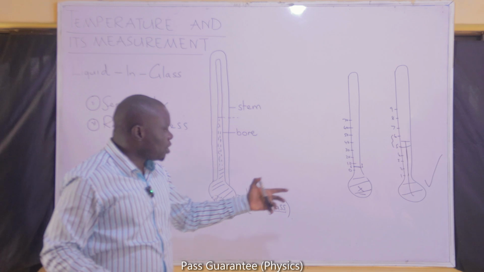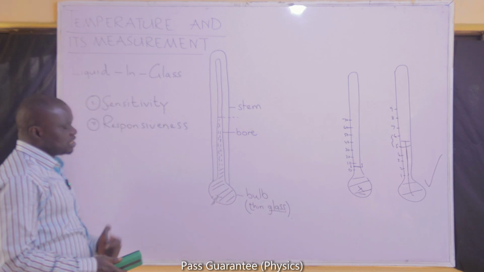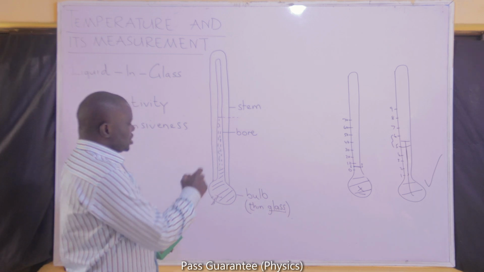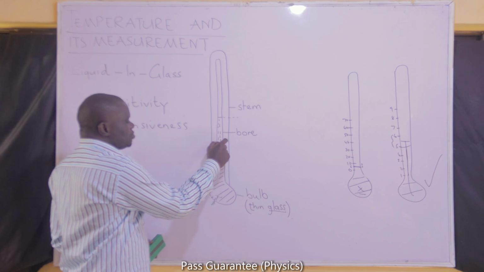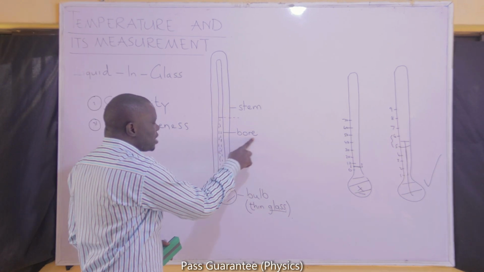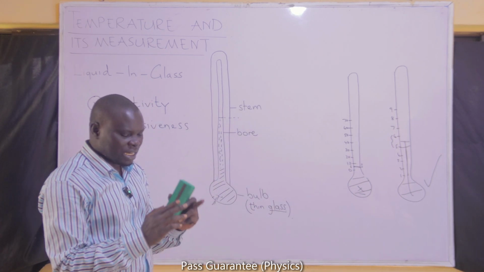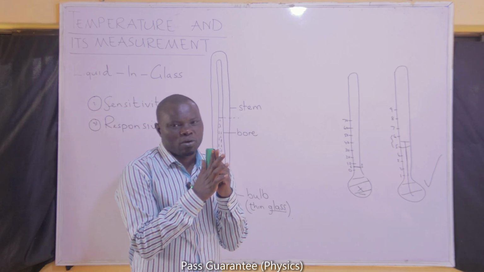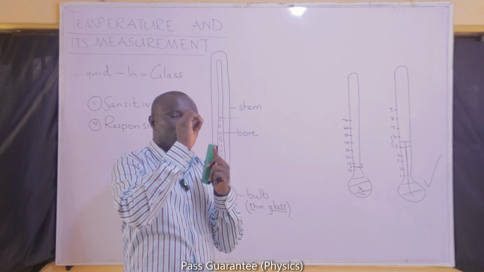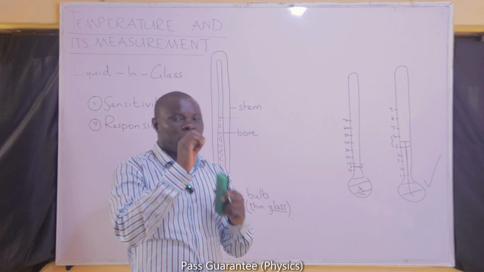And one of the things that we can use to ensure that the thermometer becomes more sensitive is to reduce the size of the bore as much as we can. The narrower the bore, the more sensitive the thermometer will become. When the bore becomes very narrow, it will be able to produce a large change in the thread or the level of the mercury for a small change in temperature.